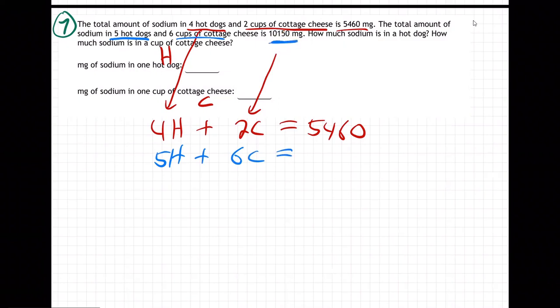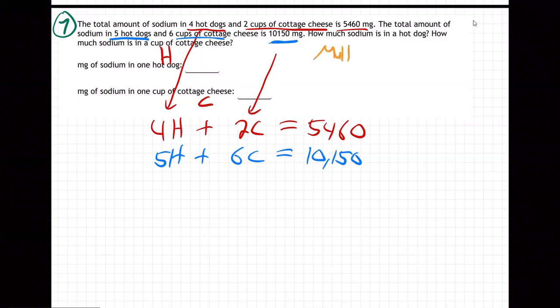Adds up to, what's that? 10,150 milligrams of sodium. So now we just take those 2 equations and we solve for H and C. Each sentence leads to an equation, you see? So now how do we solve 2 equations? You know what to do, right?